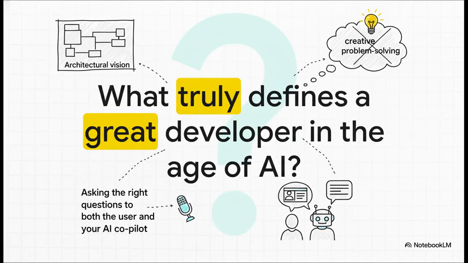And all of this leaves us with a really fascinating question to chew on. In a world where an AI can write and fix a lot of the code for us, what's the skill that really defines a great developer? Maybe it's not about writing flawless code anymore. Maybe it's about architectural vision, creative problem solving, and knowing how to ask the right questions to both your user and to your new AI copilot.